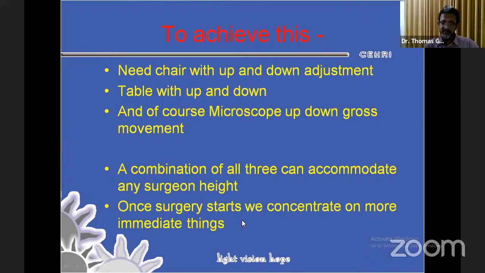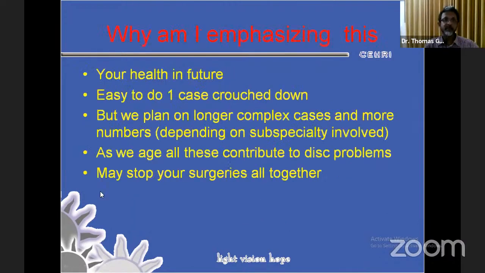And once the surgery starts, we concentrate on the surgery. And by the end of the surgery, your old sports injury that was a strain in the back or some joint is going to act up as a spasm, and you may not be able to get up from the table. At least when you're older, that's going to happen. Why am I emphasizing this? Because your health in the future will affect your professional life, not just your life.